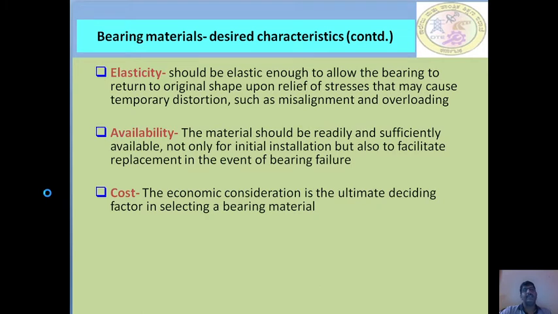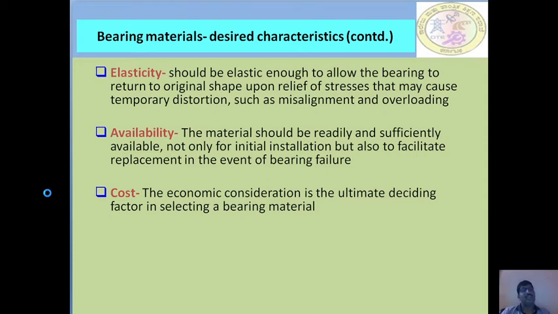And elasticity is a more important characteristic. What do we mean by elasticity? When you load any material, it should regain its original position after the load is removed. The bearing material should possess this character; it should be elastic enough to allow the bearing to return to its original position after relieving of the load. Hence, we want the maximum elasticity in order to avoid misalignment, overloading, and temporary distortion.